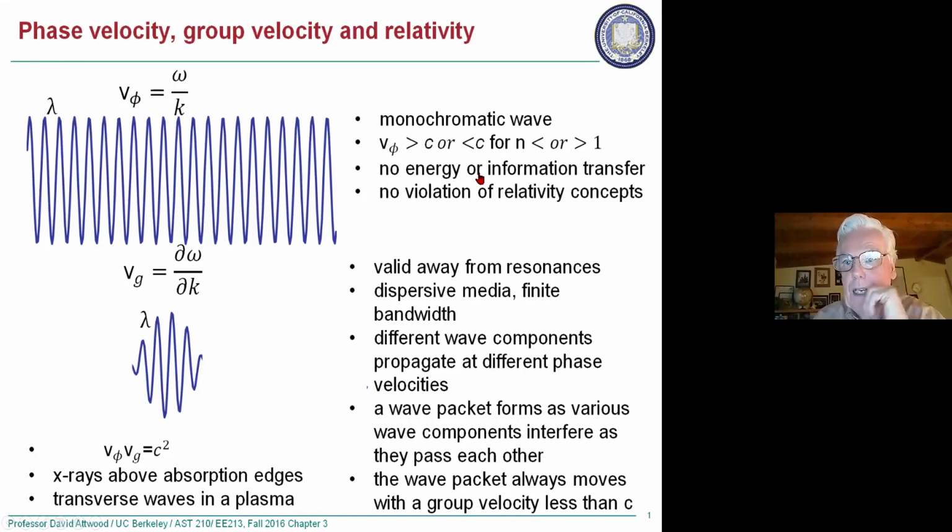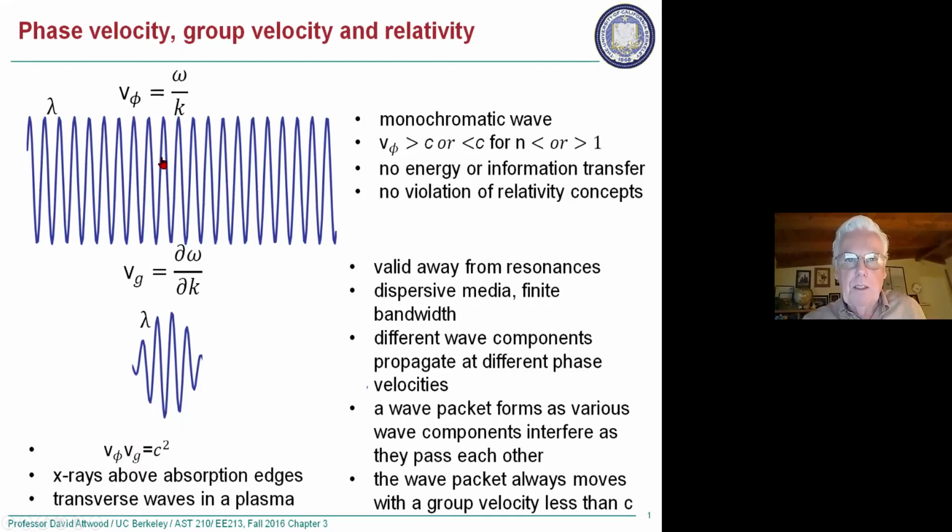But there's no energy or information transfer with this monochromatic wave. To get voice or send signals, you've got to have some modulation. And once you do that, you're talking about group velocities. And the group velocities have a different frequency dependence. It's the partial of omega with respect to k. In some cases, you'll find that the product is equal to c squared, like in certain plasma waves. That'll be the case when we get there.